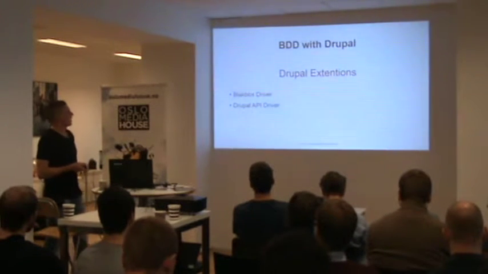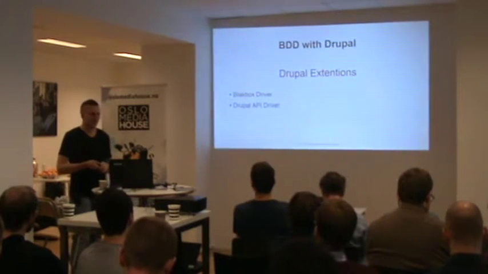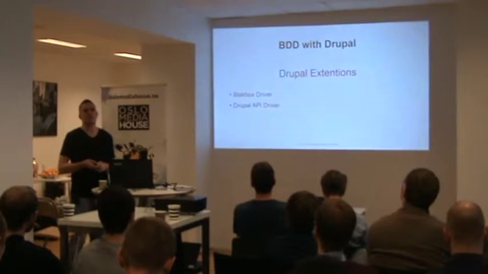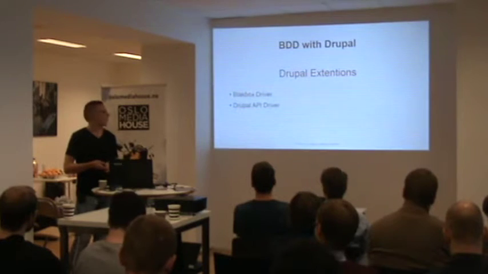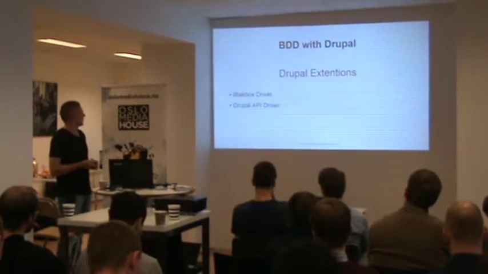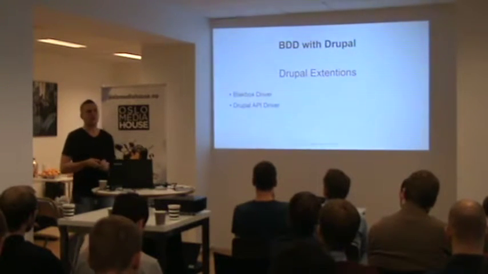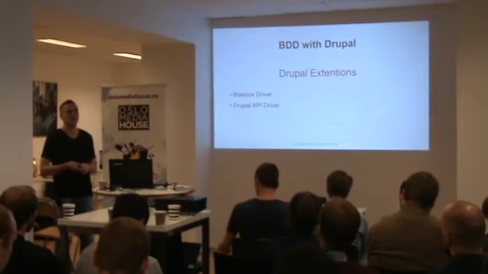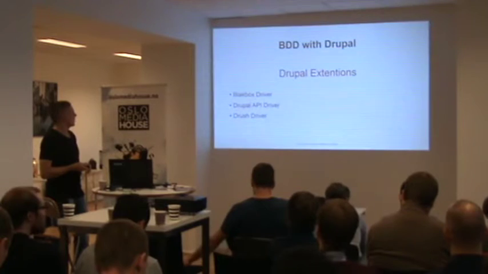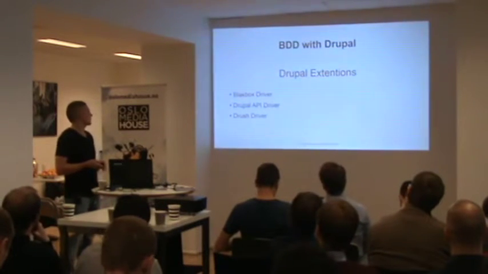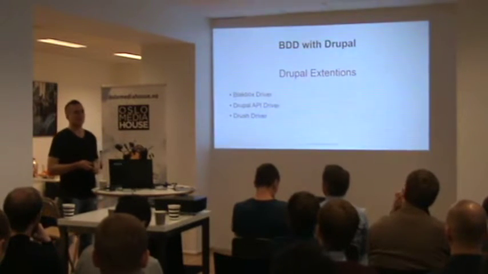So you've got a Drupal API driver. So basically, what you can do here is write tests that would use the Drupal API to perform some tasks in the system. The Drupal API driver is much quicker, simply because you are not testing your website through the Drupal interface. You are testing your website using the Drupal API. And then you've got a Drush driver, which is quite similar to the Drupal API. Basically, you can use Drush in your tests.